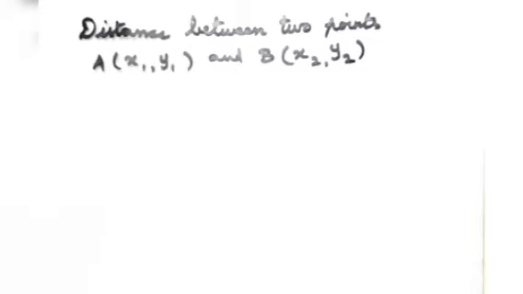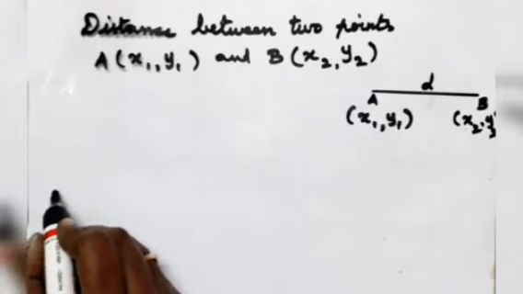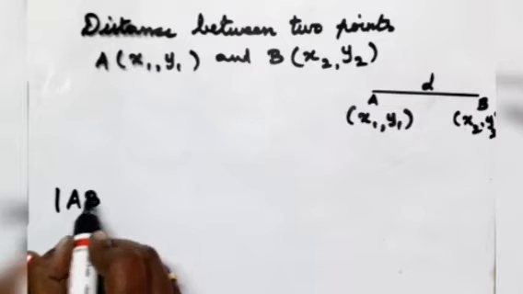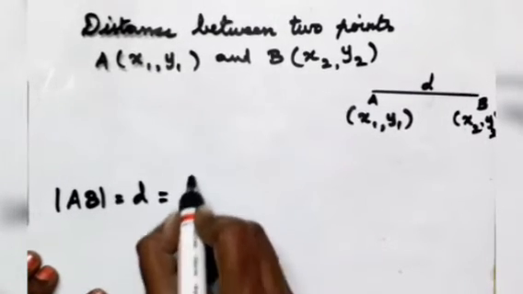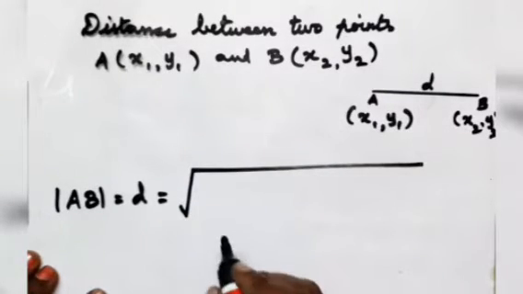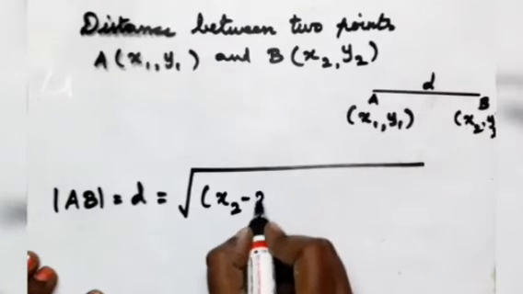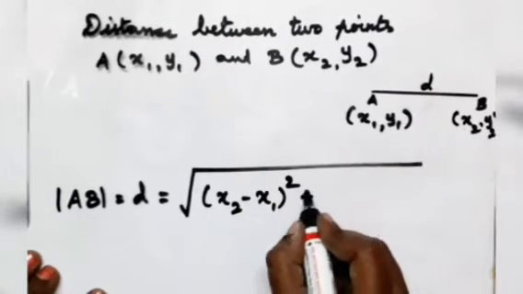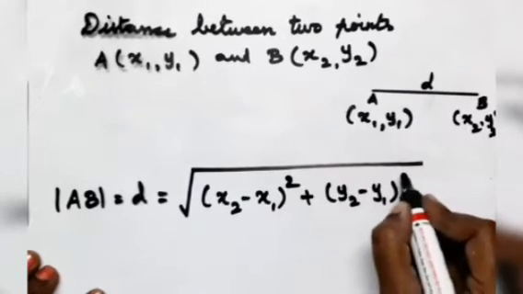First, the distance between two points A(x1, y1) and B(x2, y2). To find the distance between two points, mod AB is equal to distance D, which is the square root of (x2 minus x1) the whole square plus (y2 minus y1) the whole square.